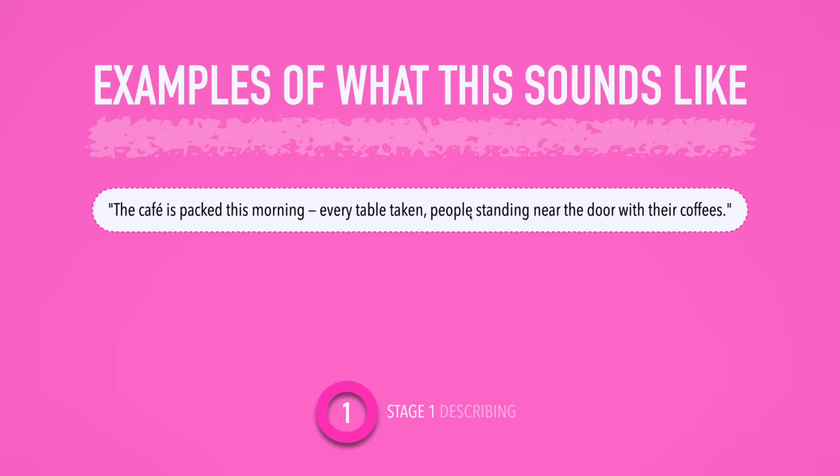I can describe what I am seeing, but let me give you some examples of what this actually sounds like. For example, the cafe is packed this morning. Every table taken, people standing near the door with their coffees. You could see what I just said. I was describing the situation, the cafe, people standing up, holding their coffees. We're in stage 1, the describing stage.